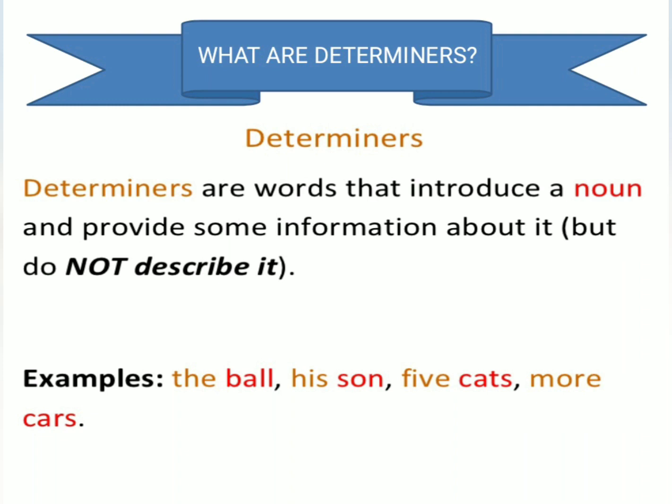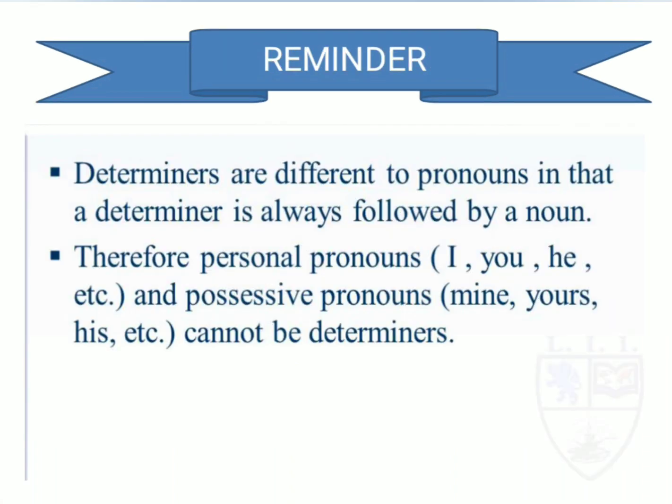Determiners are words that introduce a noun and provide some information about it, but they don't describe it. You can understand that it gives you information about the noun, meaning it includes some additional information about the noun: how the noun is, what the features are, and what the additional things related to the noun are.